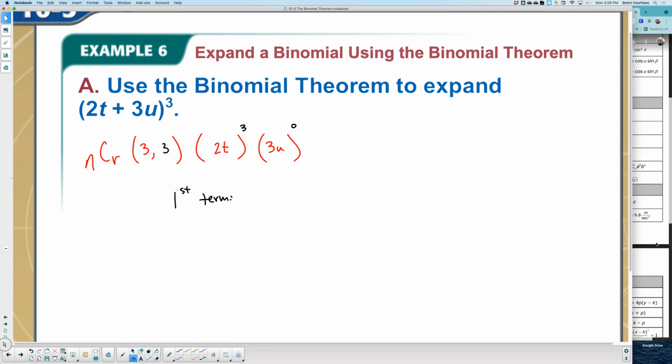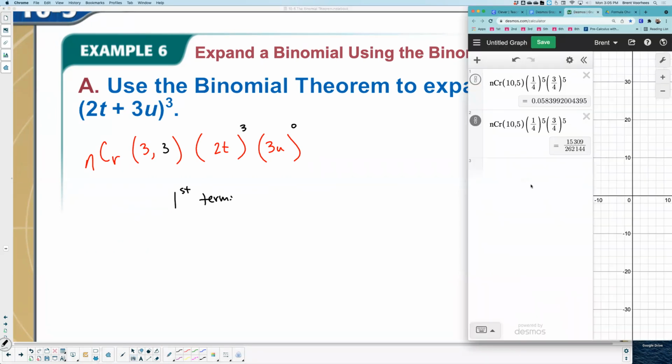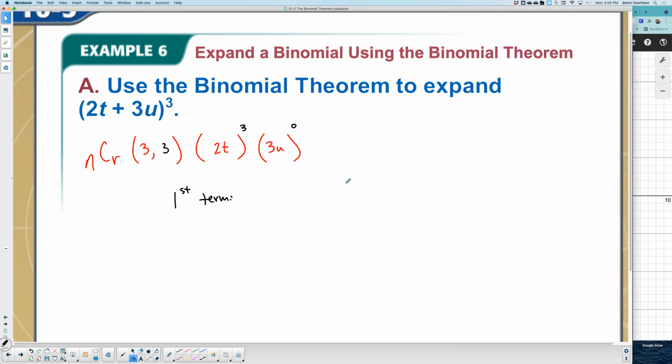So if you type all that in the calculator, maybe I will go ahead and solve this one all the way through. We would get NCR 3. That needs to be a 2 to the power of 3. And this one is a 3 to the power of 0. And so the first term would be 8t cubed.